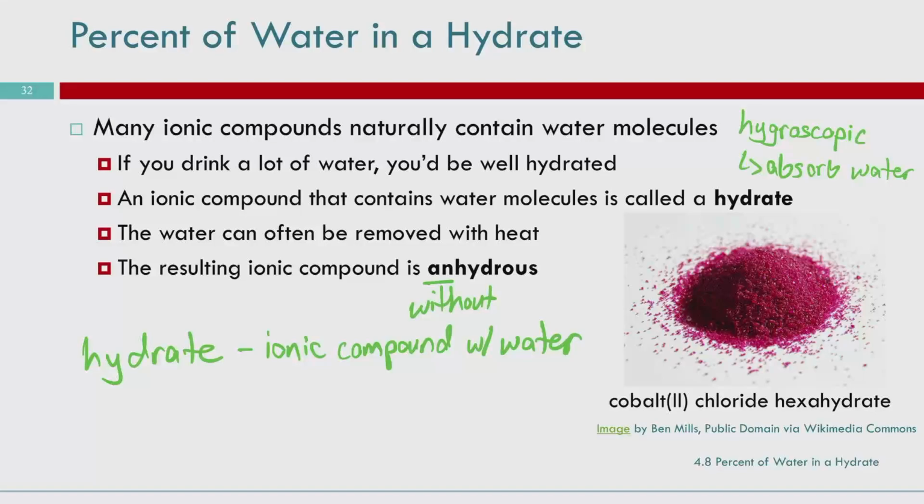Oftentimes hydrates are colored. They're not always colored, but sometimes they're fun colors, like this cobalt(II) chloride hexahydrate. And then we also have anhydrous, which is without water. Some of the chemicals that we use in labs will absorb water out of the air, and then to get that water out of them, you have to bake them at over 100 degrees Celsius to hopefully get the water out.